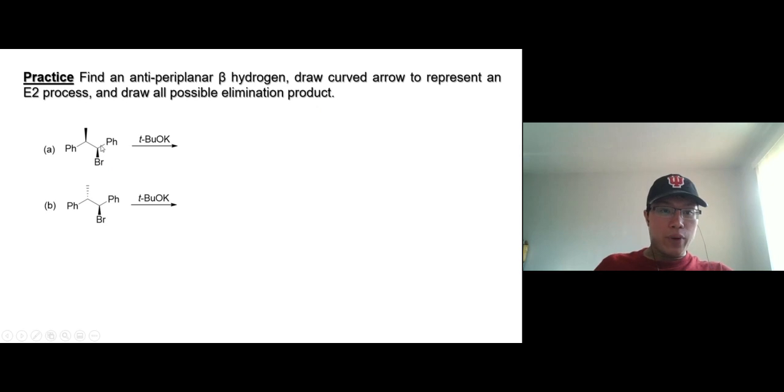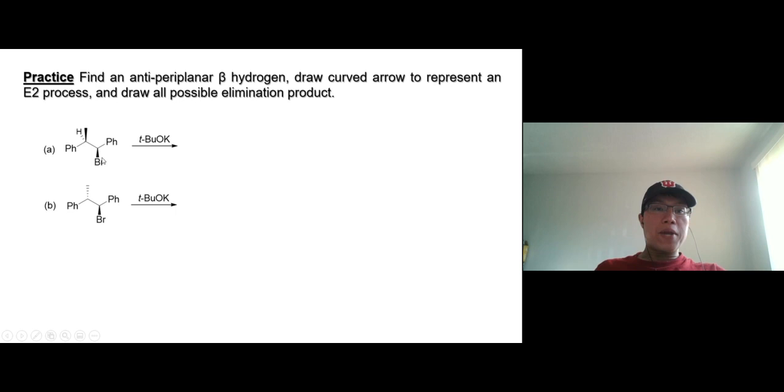The first one right here. So we have a leaving group right here. There's an alpha, beta position. No hydrogen on the right. One hydrogen on the left. We have a methyl group pointing on a wedge, so the hydrogen is going to be on the dash. If you can see, this is an anti-periplanar position, conformation. So bromine points toward you, hydrogen points away from you, so they're basically opposite. That's an anti-periplanar conformation.